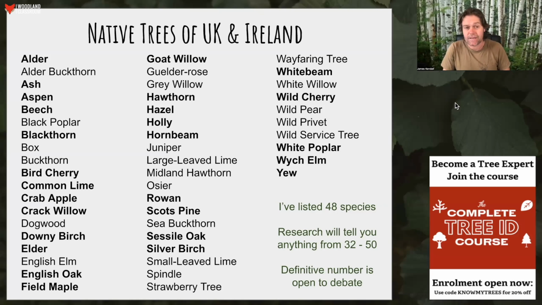So for someone starting out in tree ID, I hope that gives you some encouragement. The problem is, why is there a difference in how many native trees there are? Because there is debate in the world of botany about which trees are exactly native or not, and whether certain trees are in fact a species or a hybrid. So there are problem areas.